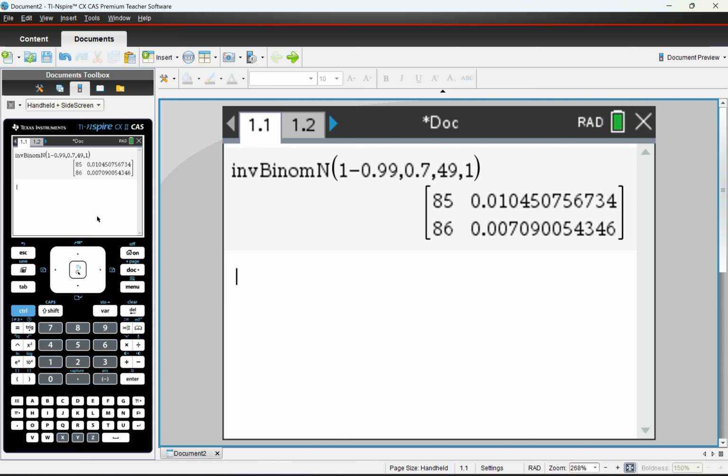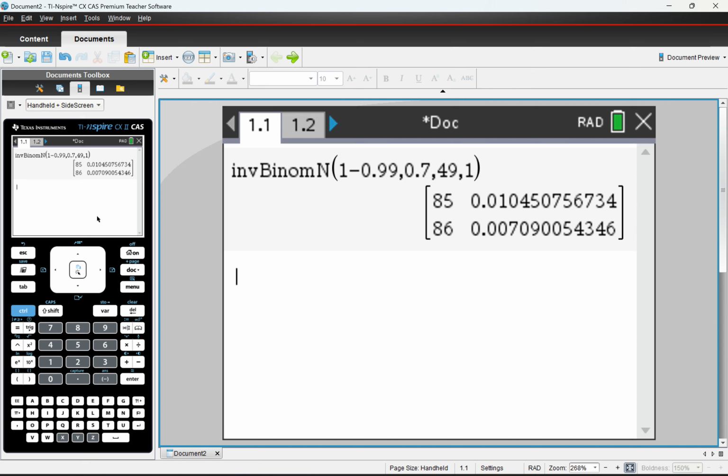So I can tell that the person needs to do 86 shots minimum if the probability of success is 70%, and they want to get a minimum of 50 onwards. That's 99% of the time. 99% of it is a 50 goal and above. They need to do 86 shots to get there.